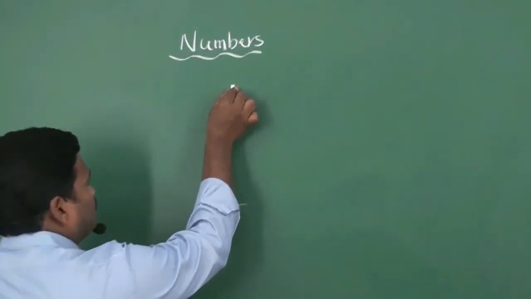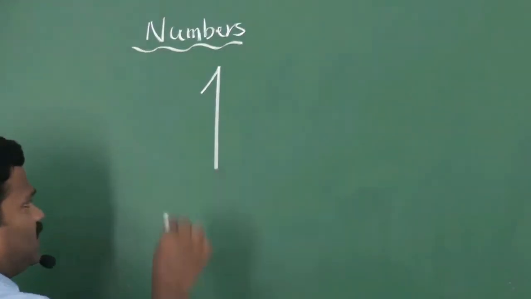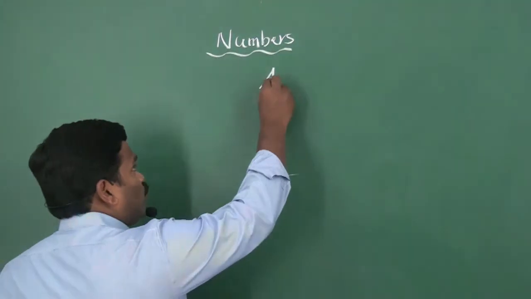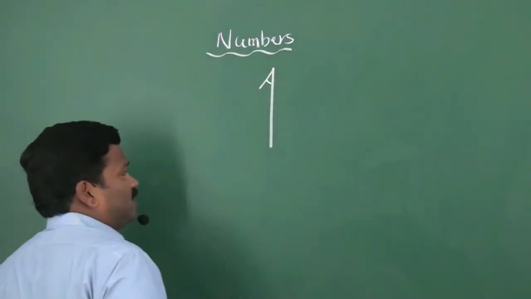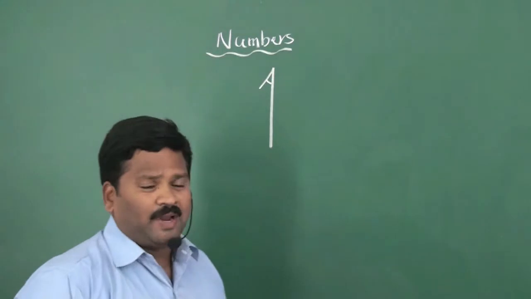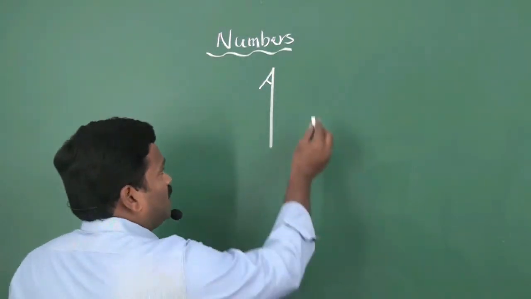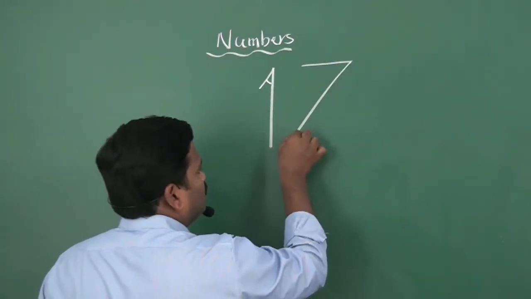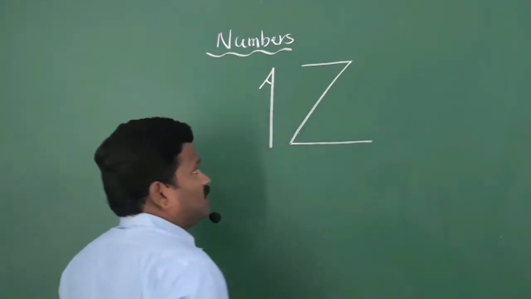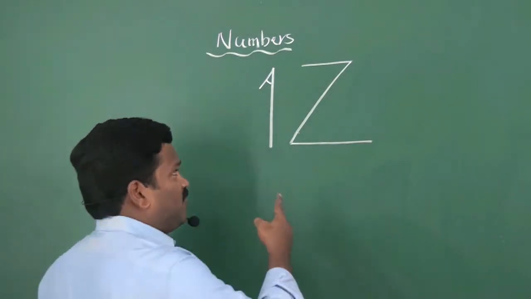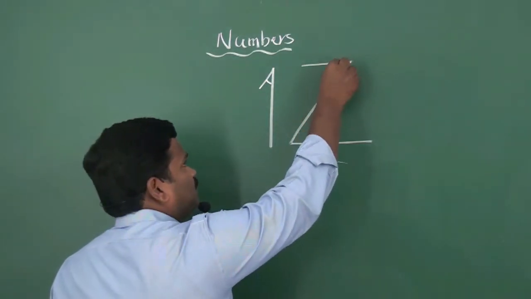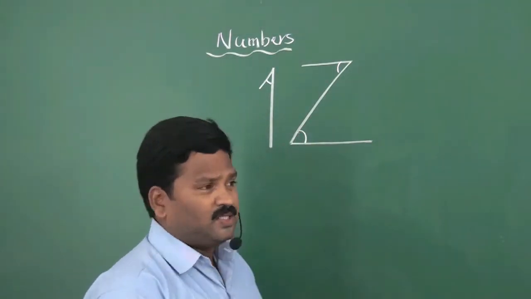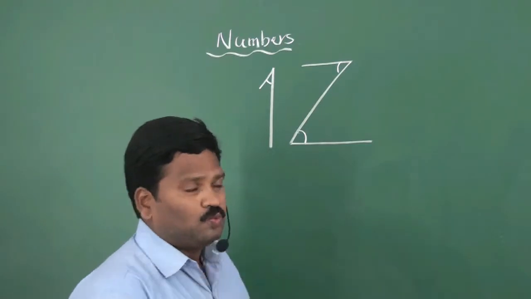For example, see this figure. In this figure, there is only one angle. That's why this figure is named 1. Similarly, see this figure. This figure has 2 angles. That's why this figure is named 2.